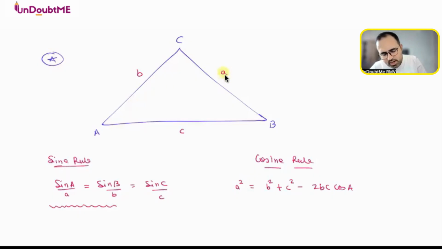So if I want to write A, then just look at the sides other than A. So I've taken B square plus C square.